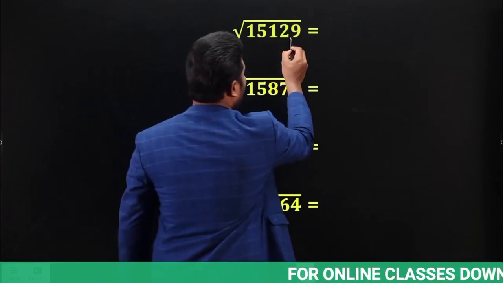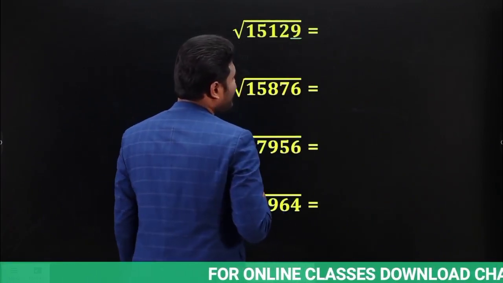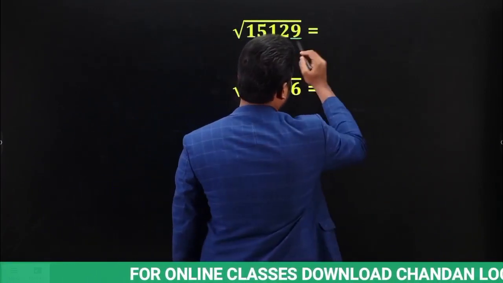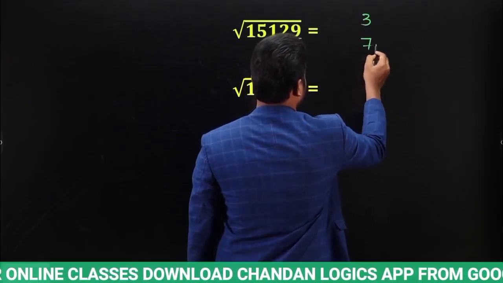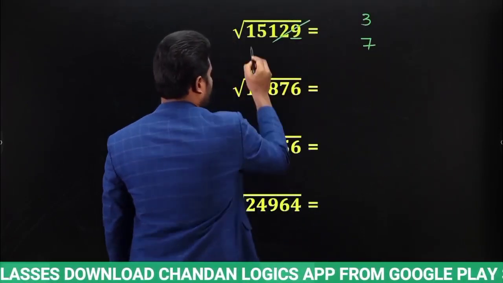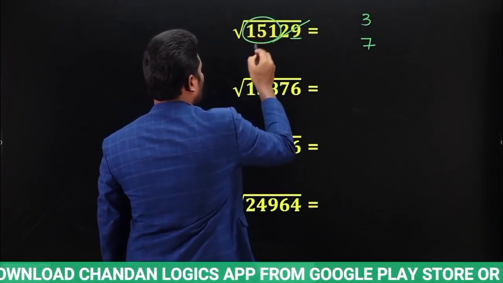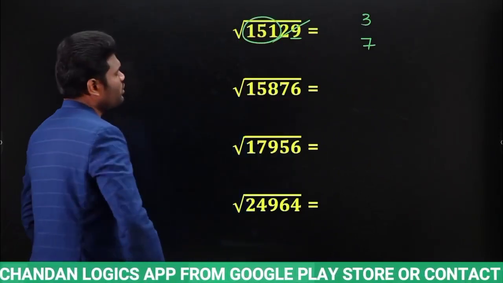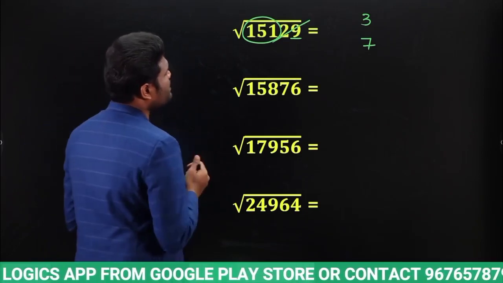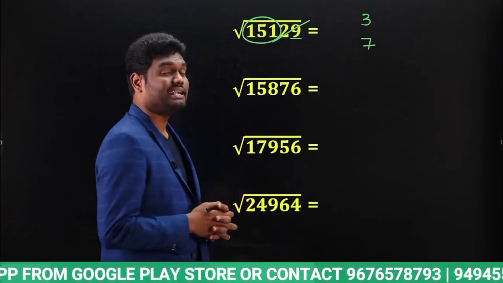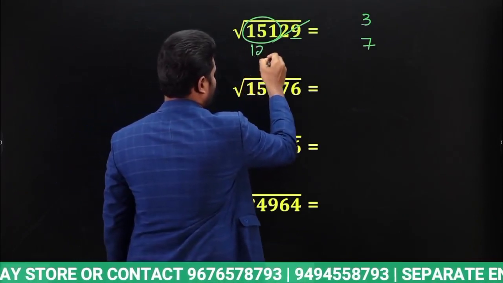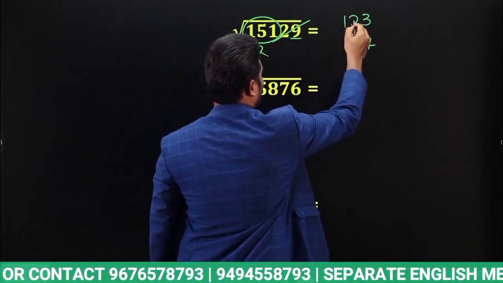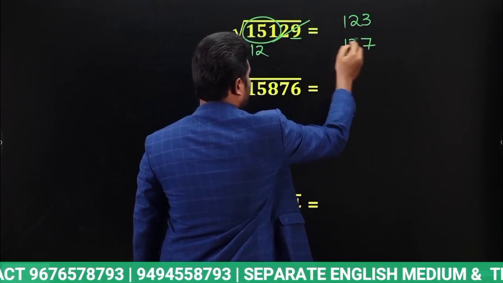Look, when do we get 9 as the last digit? 9 you are going to get when the last digit is 3 or 7. Now cancel the last 2 digits. Next we need a perfect square close to 151. 12 square is 144. 13 square is 169, it will be big. So it should be 12. If it is 12, it is going to be 123 or 127.